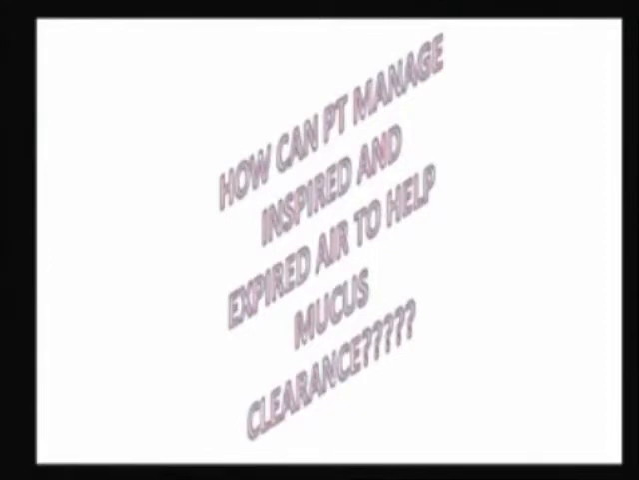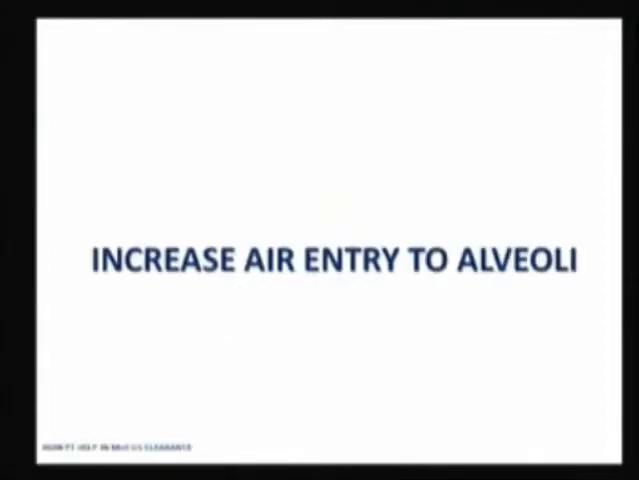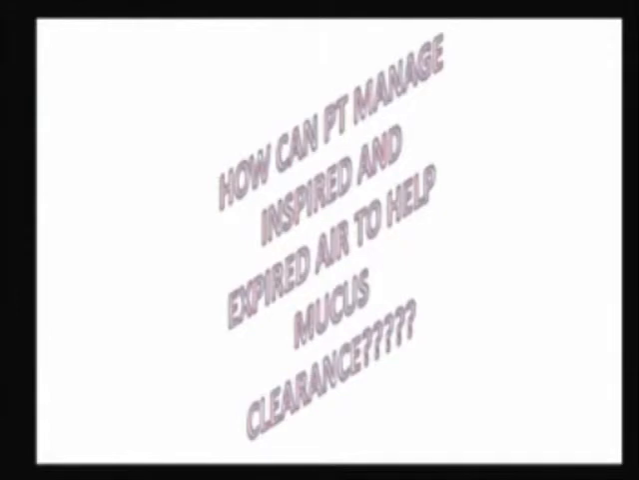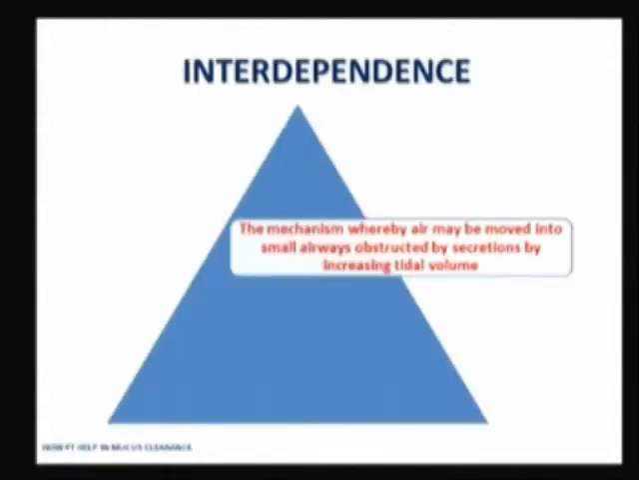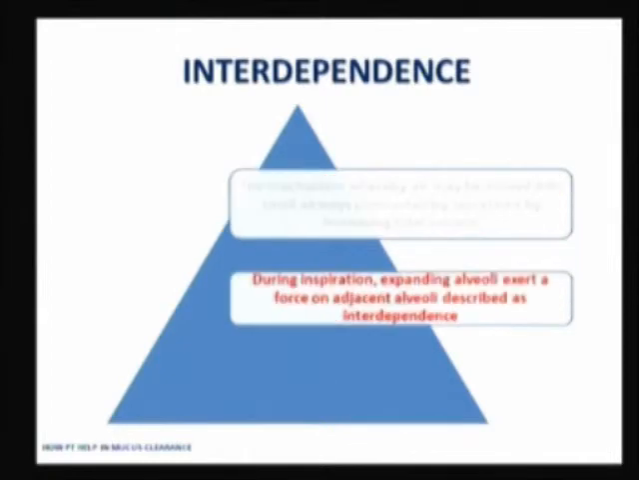So how can we use what we just said to manage mucus? We can increase air entry to alveoli. This is what we call interdependence, the mechanism whereby air may be moved into small airways obstructed by secretion by increasing tidal volume. So we ask the patient to inspire and hold the breath a little bit. So we will use the collateral ventilation to do what's called interdependence.